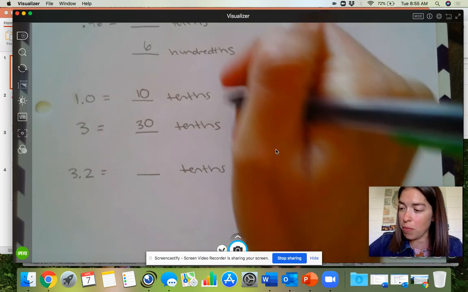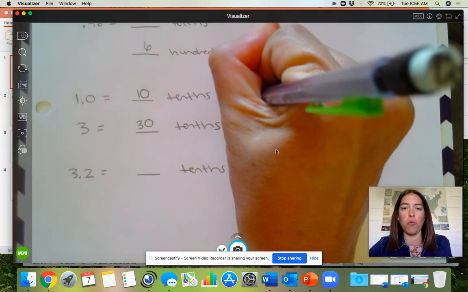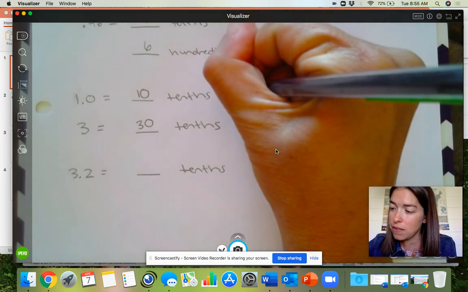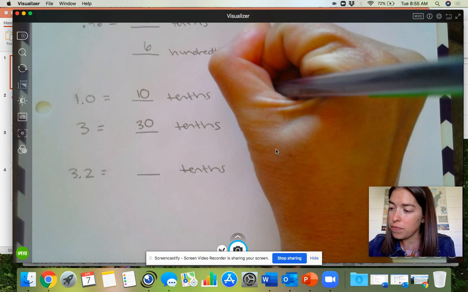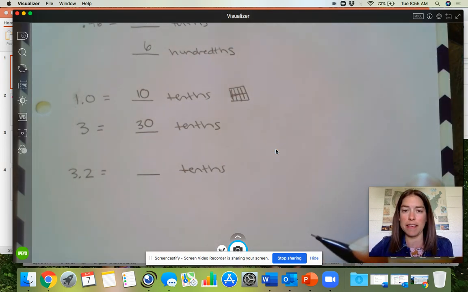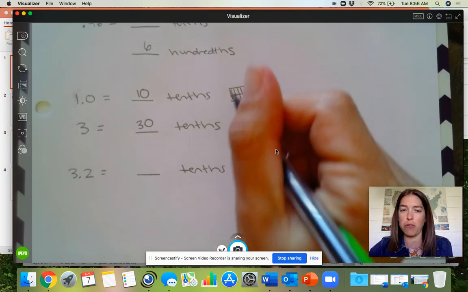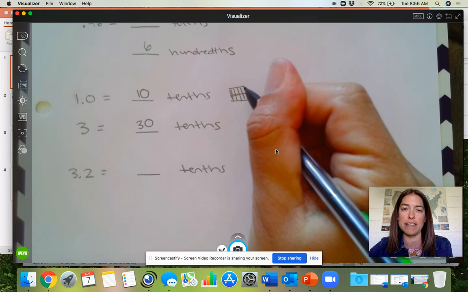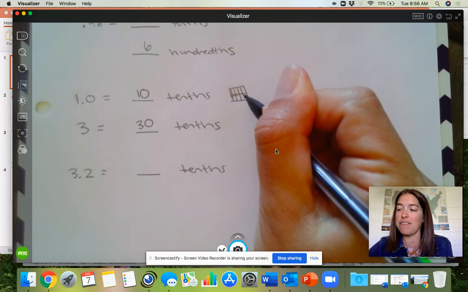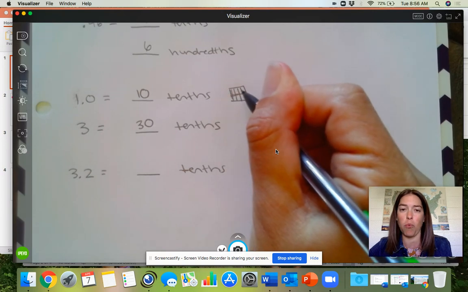If I want to just double check that with a picture, I can draw out 1 whole. I could split that into tenths. And 10 tenths makes up 1 whole. I can think of this as like my pan of brownies. I have 1 whole pan of brownies. I cut them into pieces. Each piece was 1/10. And if I have 10 tenths, it makes up 1 whole.